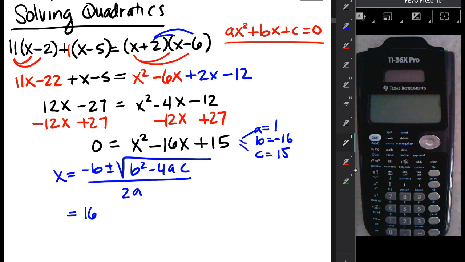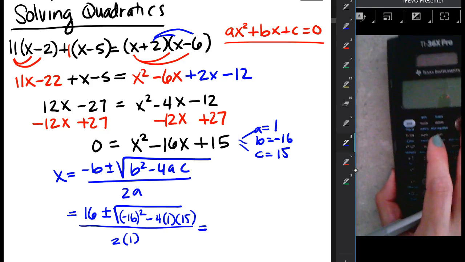This time I'm just going to change that to a positive 16, plus or minus the square root of negative 16 squared. A negative squared is just going to be positive, so I tend to be lazy about this when I type it in the calculator, and I will actually just type in 16 squared because I know it's the same thing. Minus 4 times 1 times 15, all over 2 times 1.